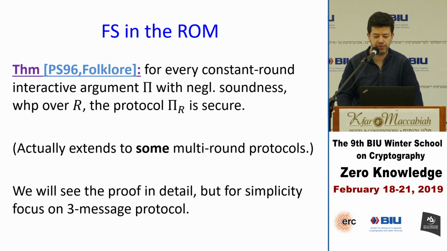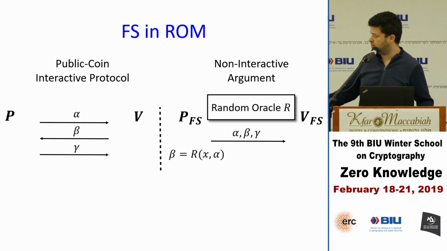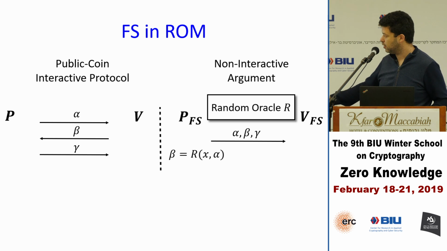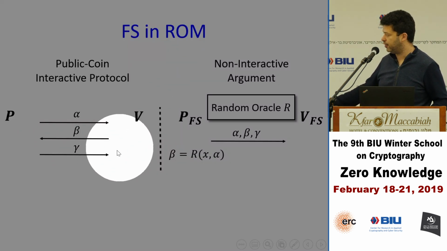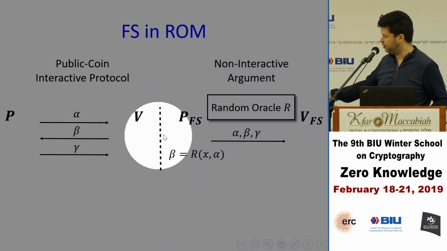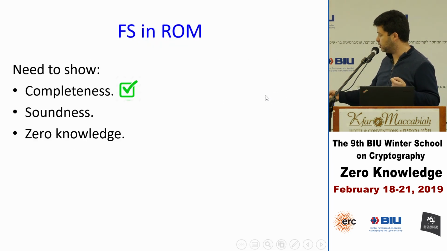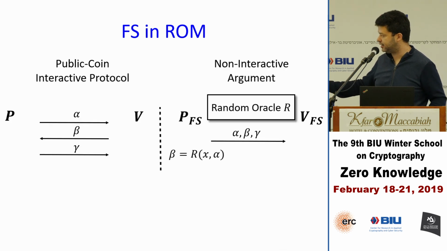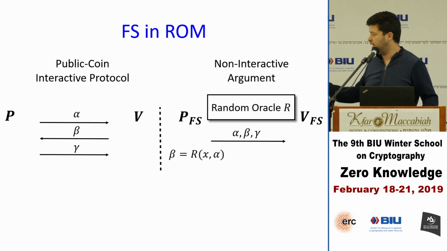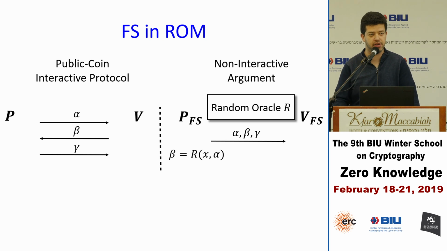Okay, so I want to show you the proof of the theorem in some detail, but to help both me and you, let's focus on the case of just a three-message protocol. We start off on the left with a three-message protocol. The prover sends alpha, the verifier sends random coin tosses beta, and then the prover sends gamma. And we compile it using the random oracle. So the prover generates alpha, computes beta as the hash, and then generates gamma as in the protocol on the left. I want to show you that this transform is going to be secure in the random oracle model.